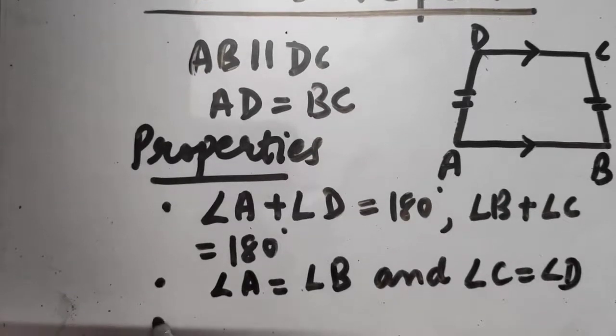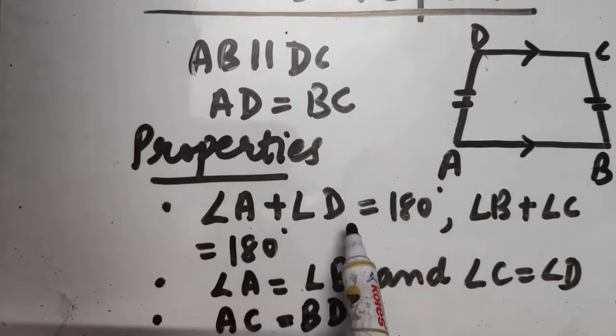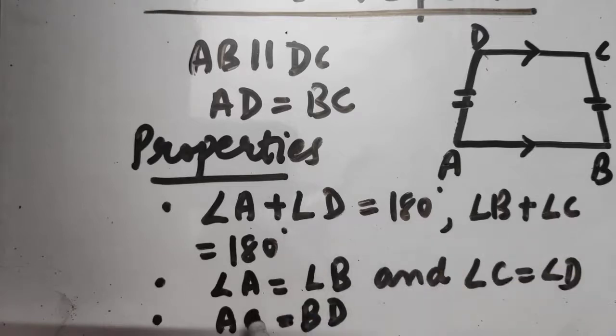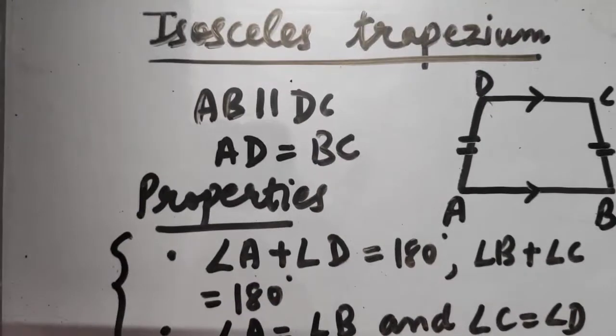Now let us talk about the third property. The third property is diagonals are equal. It means AC is equal to BD. So the properties of an isosceles trapezium are angle A plus angle D and angle B plus angle C equals 180 degrees. Angle A is equal to angle B, that is, the angles on the same base are equal, and angle C is equal to angle D. And the third property is diagonals are equal, that is AC is equal to BD. So these are all the properties of an isosceles trapezium.